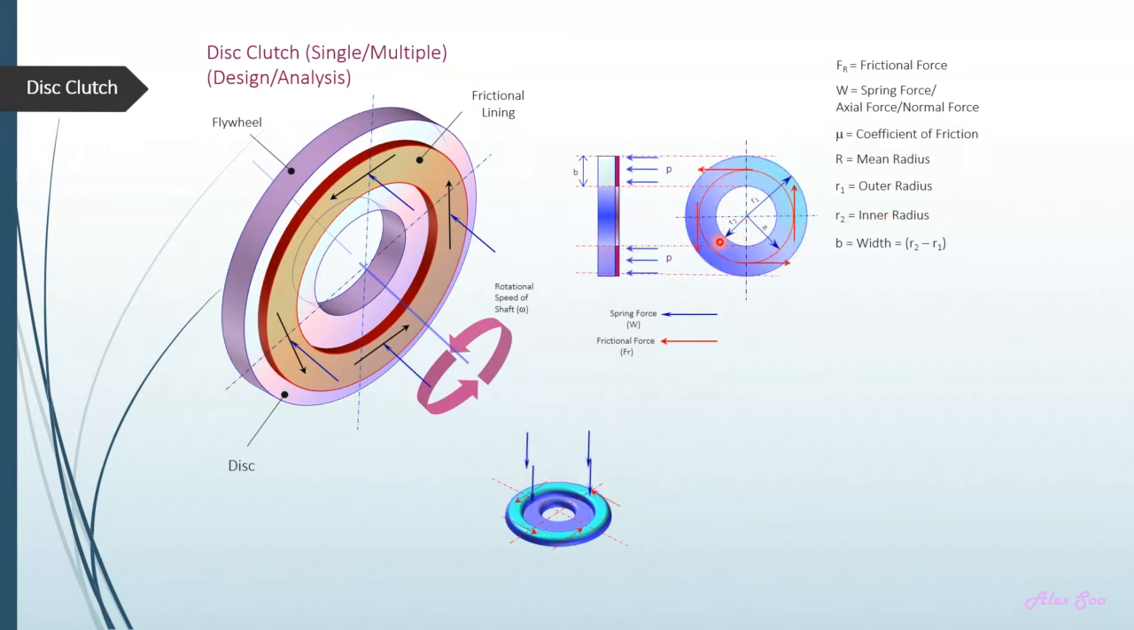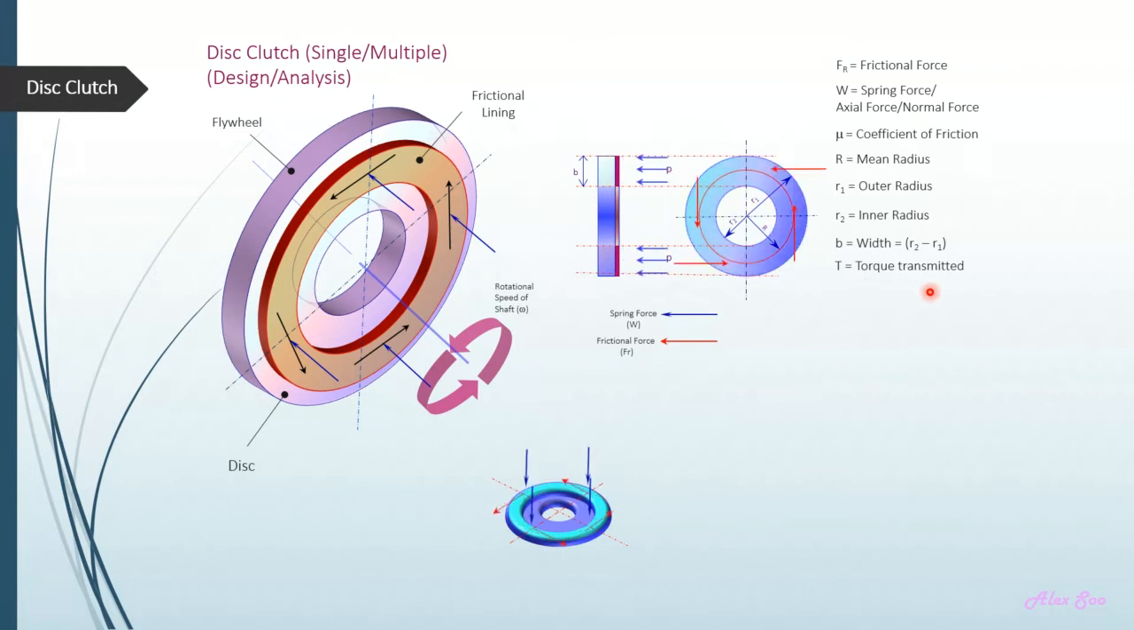If I want to find the width of the lining material, that means the width here, look at the pointer. So this is the width. Sometimes if we want to find the width, we can straight away take R1 minus R2. That is the width. It can be denoted as b or the lowercase letter w.